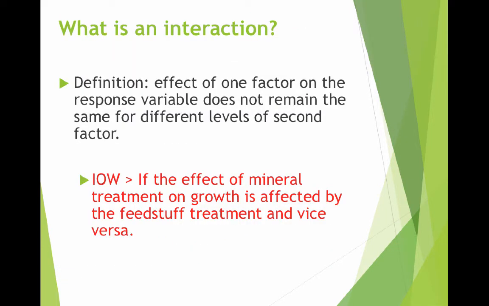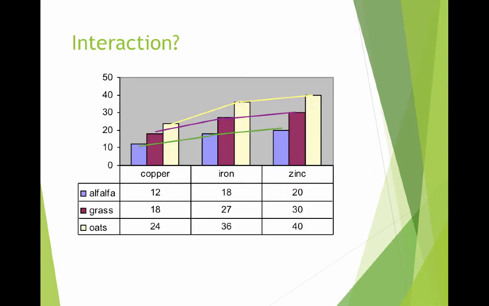So in the previous lecture, we talked a lot about interaction and what that was. Just to review that very quickly, interaction is where the effect of one factor on the response variable does not remain the same for the second level or the second factor. So in other words, the effect of factor 1 is not the same across all treatment groups.